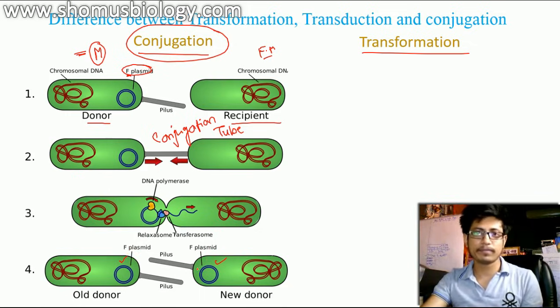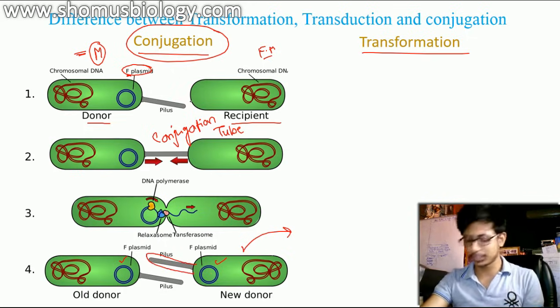Once it gets the F plasmid, it gets the characteristic of making this F pilus, and now it can again interact with some recipient and do the same. So this is the overview of conjugation.